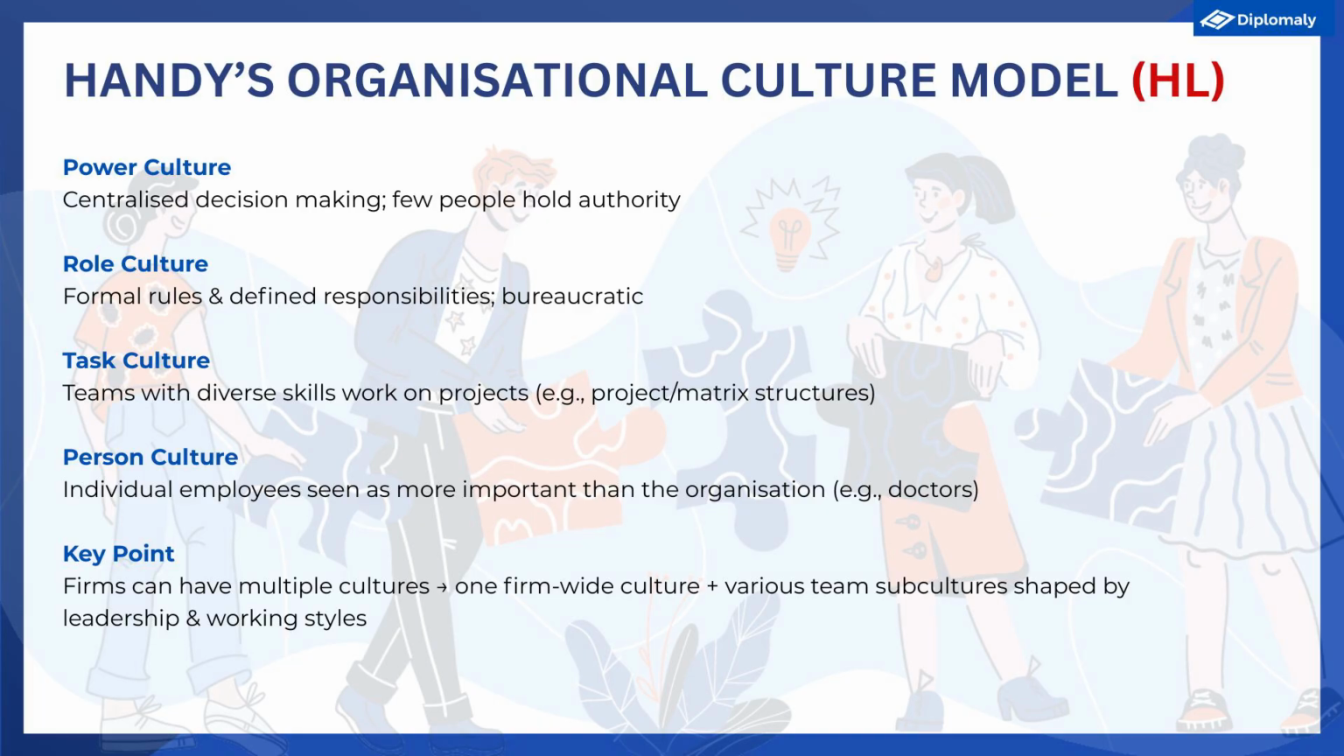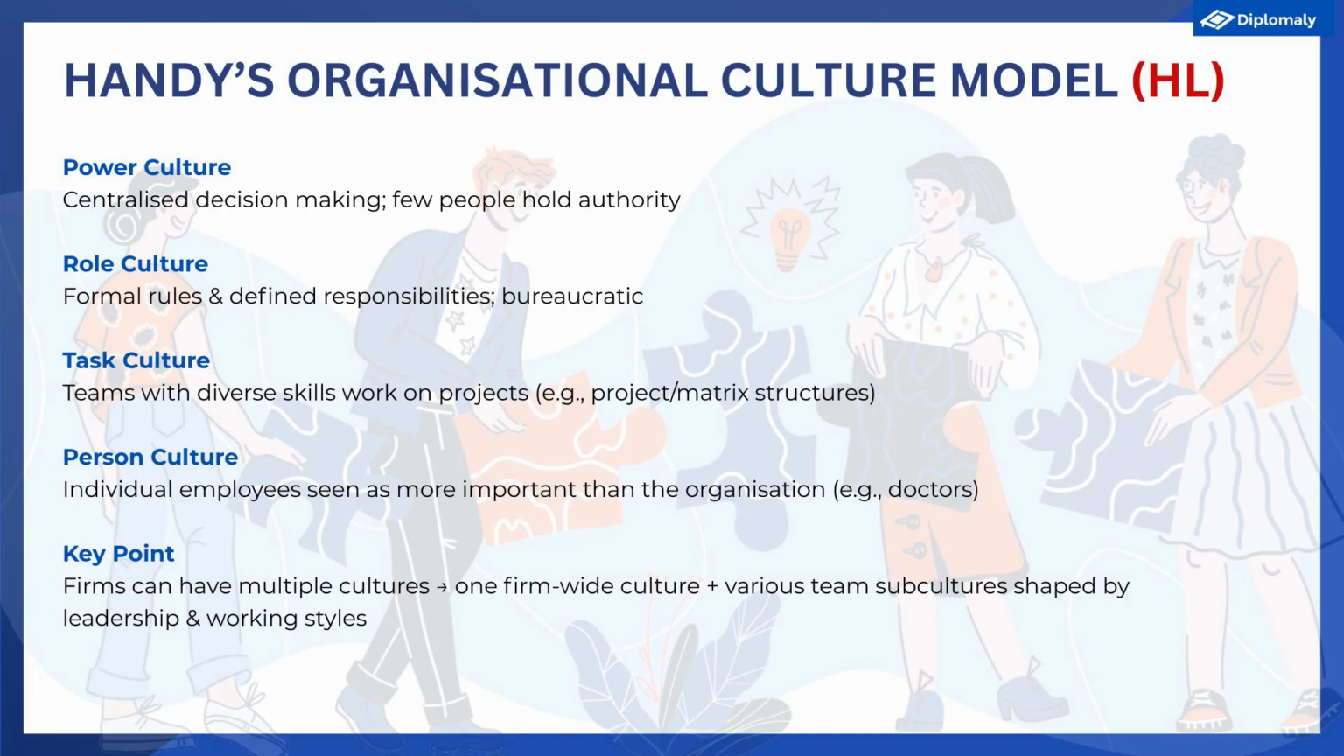One model of organizational culture you need to know is Handy's model, which shows 4 different types of corporate culture. They are power culture, which is where decision-making is centralized, meaning decision-making is only made by a few people. Role culture, which is where the culture is based on formal rules and regulations, and employees have clearly defined roles and responsibilities. These organizations tend to be more bureaucratic.